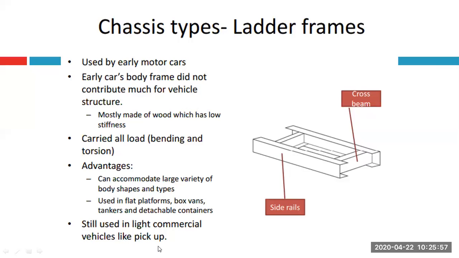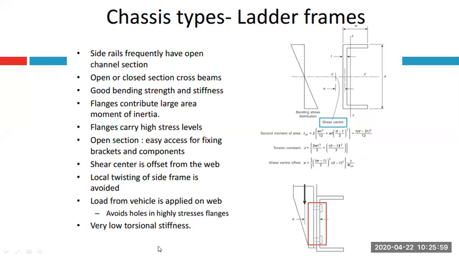Going on, as you can see, side rails frequently have an open type of channel section. So this is the channel section that you see. So in case of a side rail, the C section is used, and you can see how the C section performs in this figure on the right hand side. So the bending stress distribution for the C section, then you've got a shear center. All this I believe is covered under the machine design course that you have.